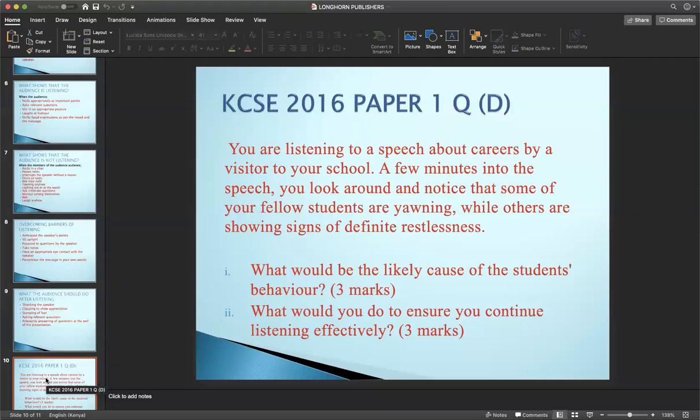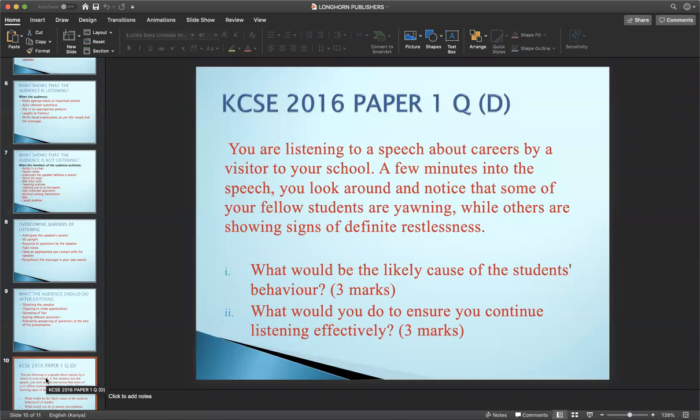They don't want to listen. Maybe the speaker is taking too long, so they lose their concentration. They are not taking notes, so they get bored because they are not with the speaker. They are in their own world. They are looking outside. They can't wait to leave the auditorium where the speech is taking place. So you need to look at all those factors that may make a student have restlessness in class while listening.